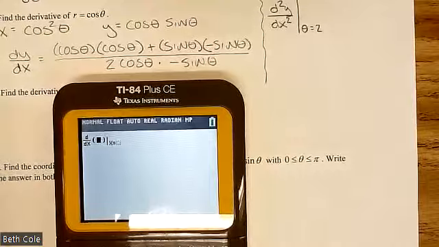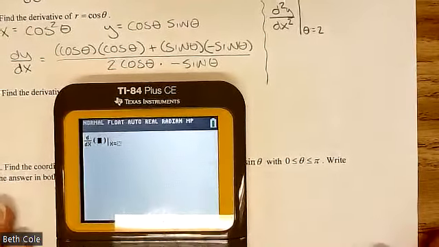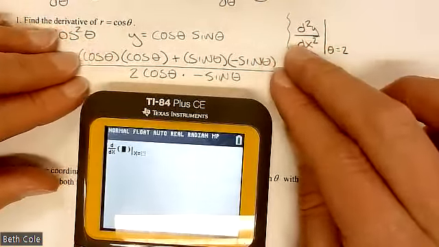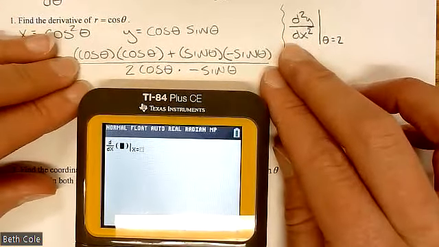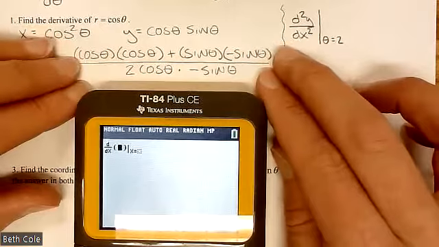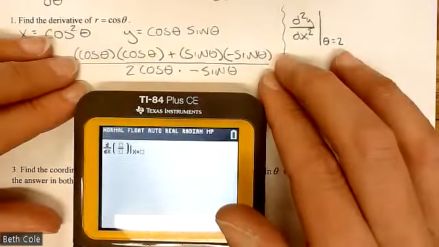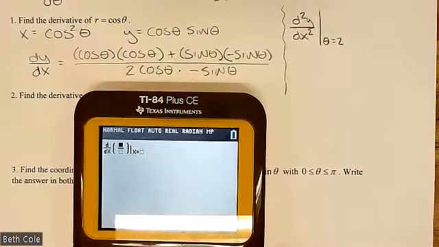I know it's theta, but just hit d/dx. We want to do the derivative of what we just found. So I know this is going to be really obnoxious, but that's what you're going to type. Okay, hit alpha y equals to get the fraction bar, and then just go and type it all in.